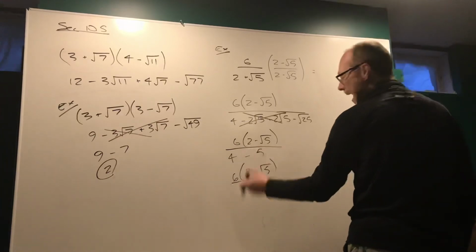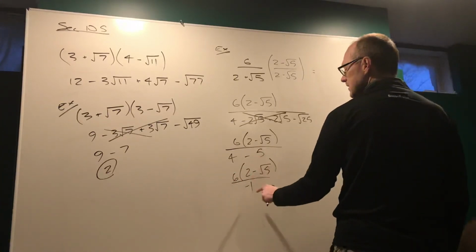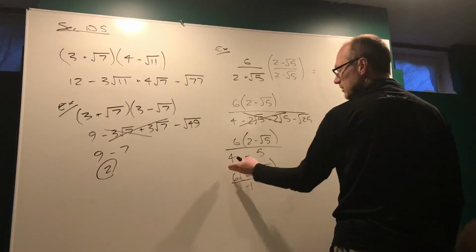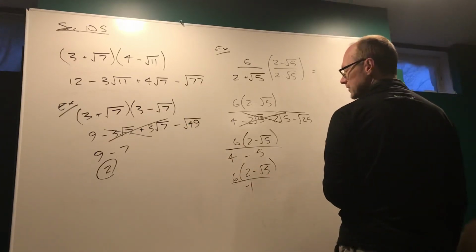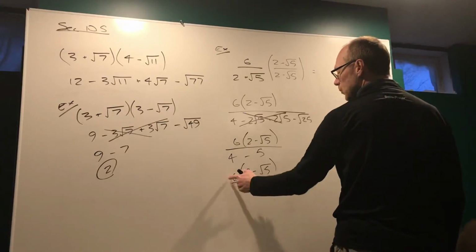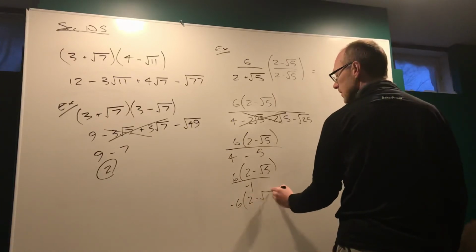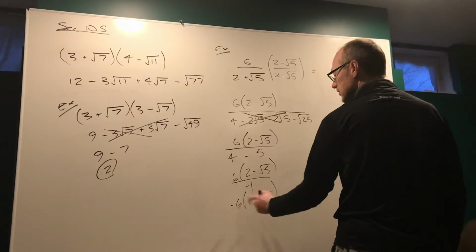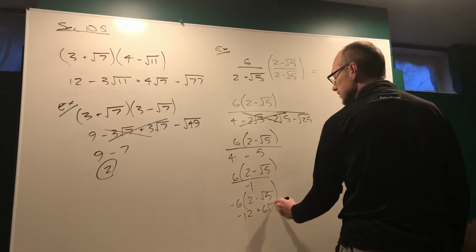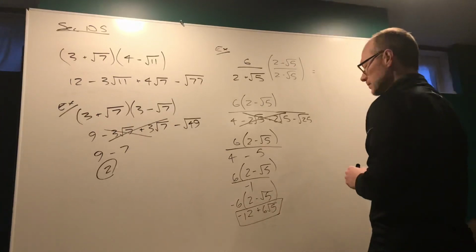Now I'm going to distribute this through. The reason I didn't yet is that if this had been a 2 or a 3 or a 6, it could have reduced with that 6 there. So instead I'm going to let this negative go up with the 6. This is going to be negative 6 times 2 minus square root of 5. Distributing gives negative 12 plus 6 square roots of 5. And that ends up being my final answer.